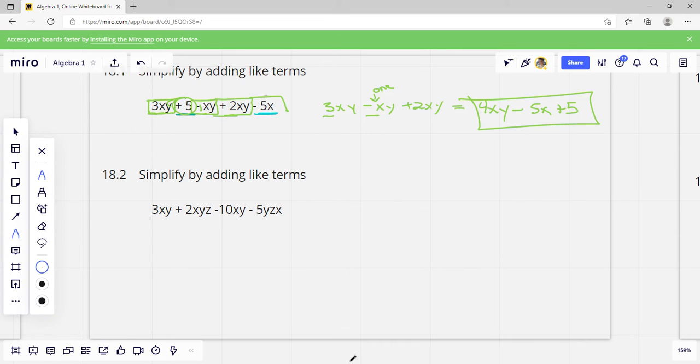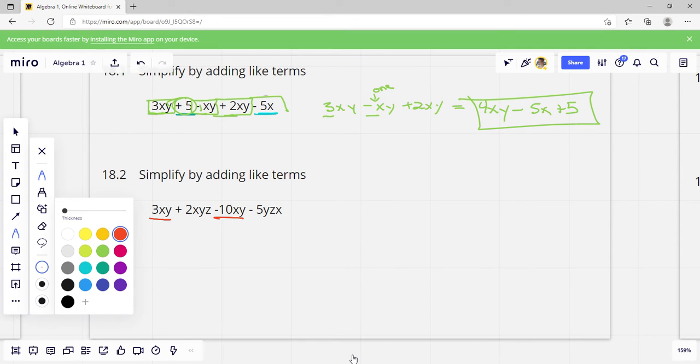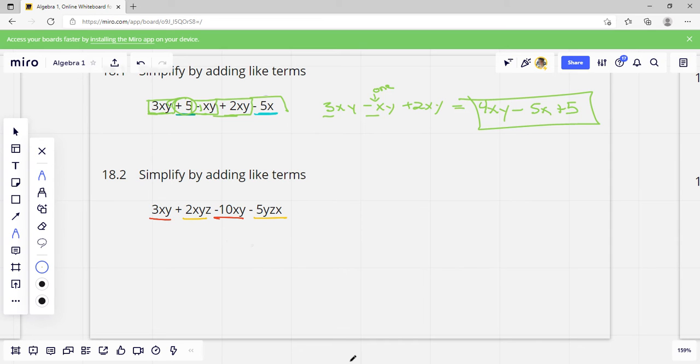This one has an xy right there. There's another xy. And then our other like terms are going to be this xyz and that xyz. All right, so I'm going to put my xy's together first. So I've got 3 and negative 10. So that would be negative 7xy. So positive 3, negative 10. I owe $10. I pay back 3 of it. I still owe 7.